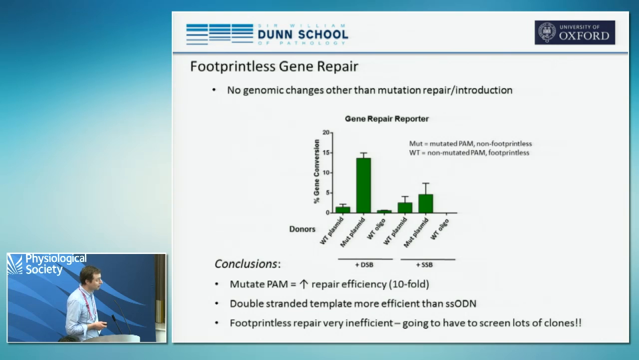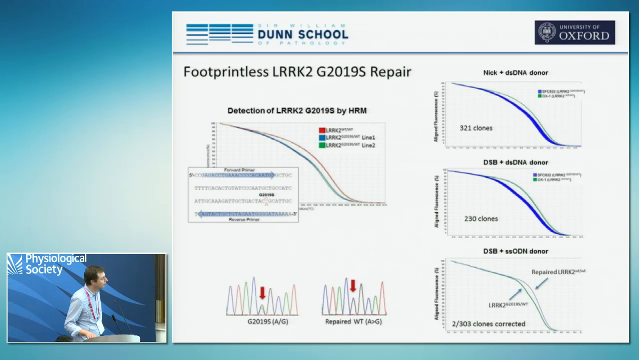So essentially, footprintless gene repair is extremely inefficient, and in iPS cells means we have to screen lots and lots of clones. That's what we tried doing in order to repair the G2019S mutation in LRRK2. Again, we're screening our clones by high-resolution melt analysis. It's so sensitive a technique, if you've got it set up right, that you can actually detect a single base pair change. Here are some patient lines that we've run through it. On the right here, you can see 2 wild-type alleles, and shifted here to the left, you can see 2 patient lines that contain the G2019S mutation.